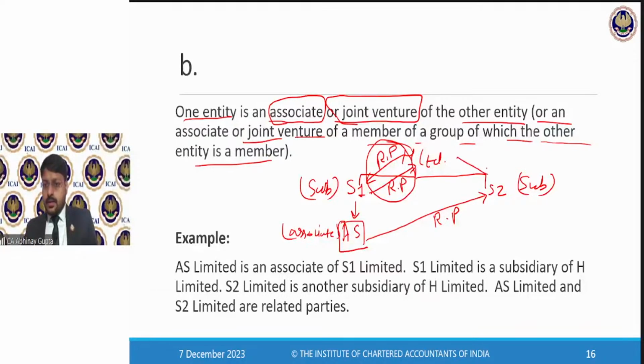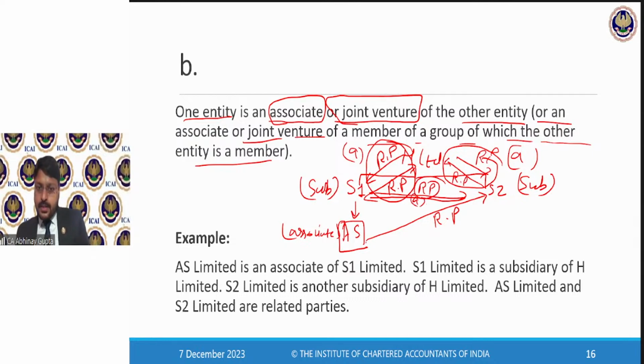Similarly, RP and RP, right? So these relationships are also covered by clause A. Now, S1 Limited to S2 Limited and S2 Limited to S1 Limited, yes or no? Yes. Again, clause A, right?